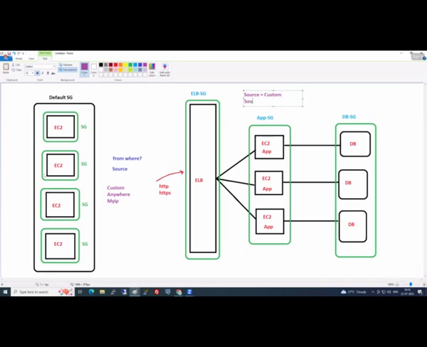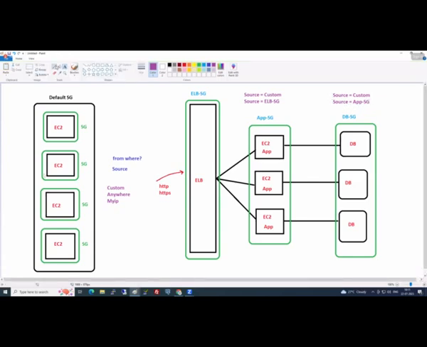Now you tell me, the app SG should get the request from whom? The application security group should get the traffic from whom? The load balancer. The source should be what? ELBSG. Correct? Here also the source should be custom. The source for this database, from where should it get? AppSG.